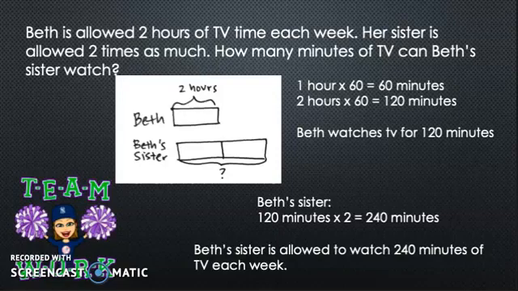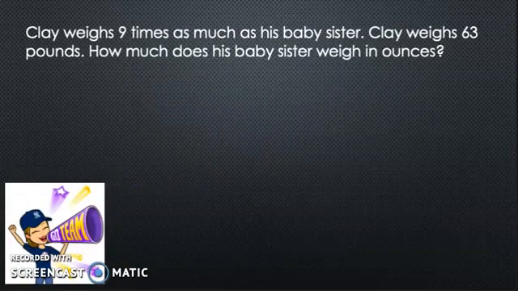Let's look at the second problem. It says Clay weighs 9 times as much as his baby sister. Clay weighs 63 pounds. How much does his baby sister weigh in ounces? So for this problem, I'm going to need my conversion table for pounds and ounces. If you need to pause the video and find this conversion table, or make a new one, go ahead and do that. 1 pound equals 16 ounces.